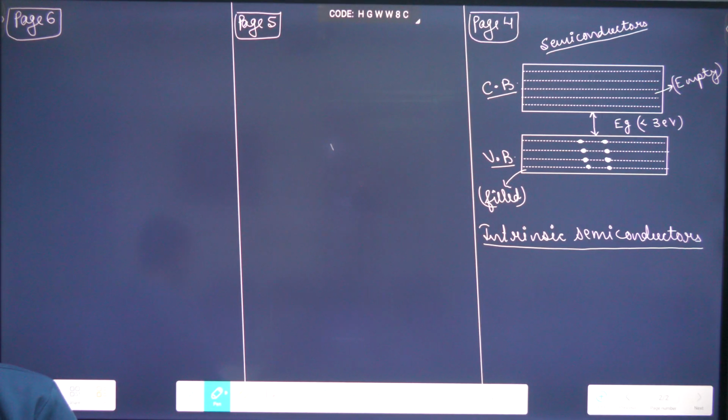Both these elements, silicon as well as germanium, have 4 valence electrons, meaning they have 4 electrons in their outermost shell. So they form covalent bonds. Both of them are tetravalent. So how do they combine with each other?